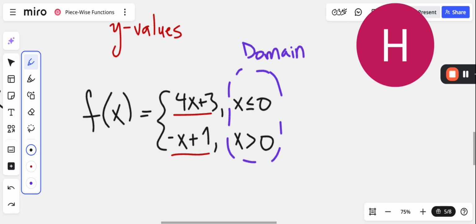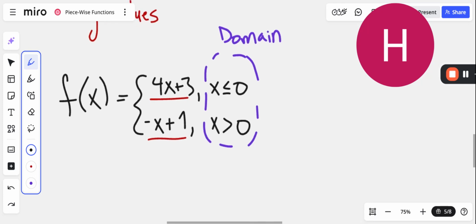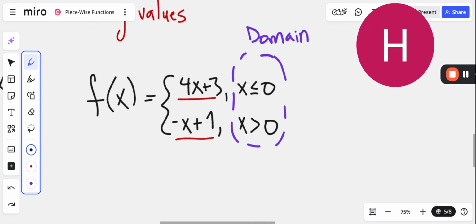Well, what if we want to plug in a number that's greater than 0? As you can see on the row below, the domain for this bottom piece is all x values greater than 0. So if we want to plug in anything greater than 0 to the function, we will have to be using the bottom piece to calculate the y value.